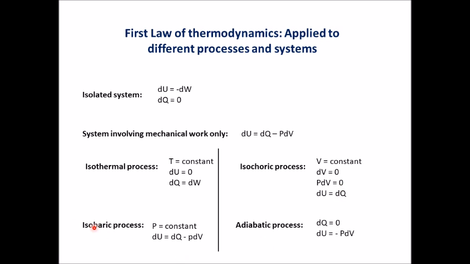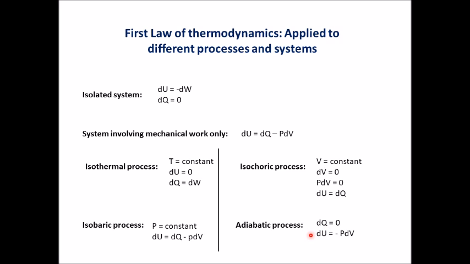Next, in the isobaric process, we have P constant. So, if P is constant, nothing is equal to 0 over here. The first law remains as it is, dU is equal to dQ minus PdV. In the adiabatic process, we have dQ is equal to 0 and dU is equal to minus PdV. Why is dQ equal to 0? Because there is no exchange of heat between the system and the surrounding.